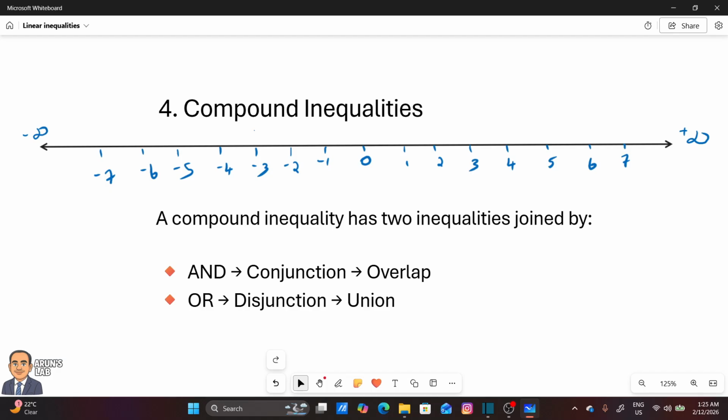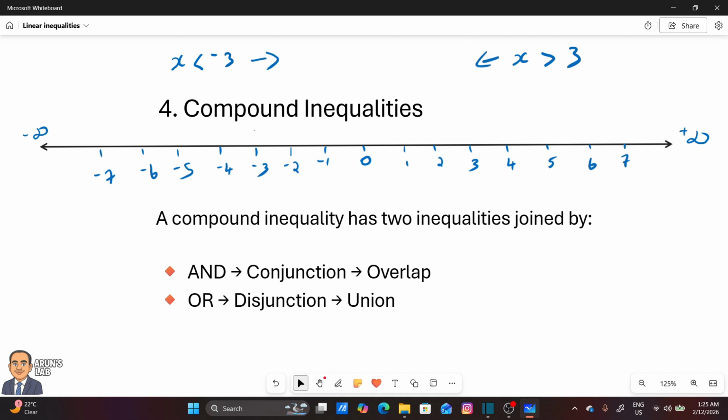Okay, the main idea behind that is, when we have two separate inequalities, for example, x less than minus 3 and x greater than 3. These are two separate inequalities. In this case, how will we combine them together? We need to combine them and write it in a single inequality notation.